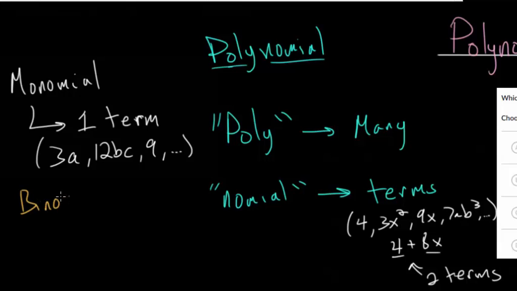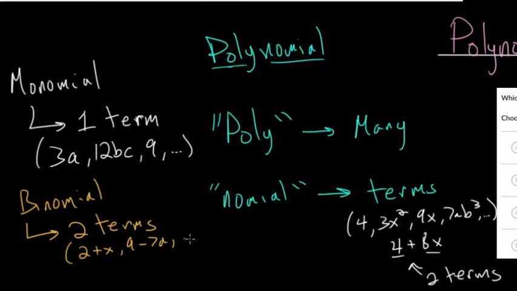And we also have binomials. So think bicycle, meaning two wheels on a bicycle. So binomial just means two terms. So this example over here, 4 plus 8x, that is a binomial. So examples of this, 2 plus x, 9 minus 7a, and so on. It just has two different terms.